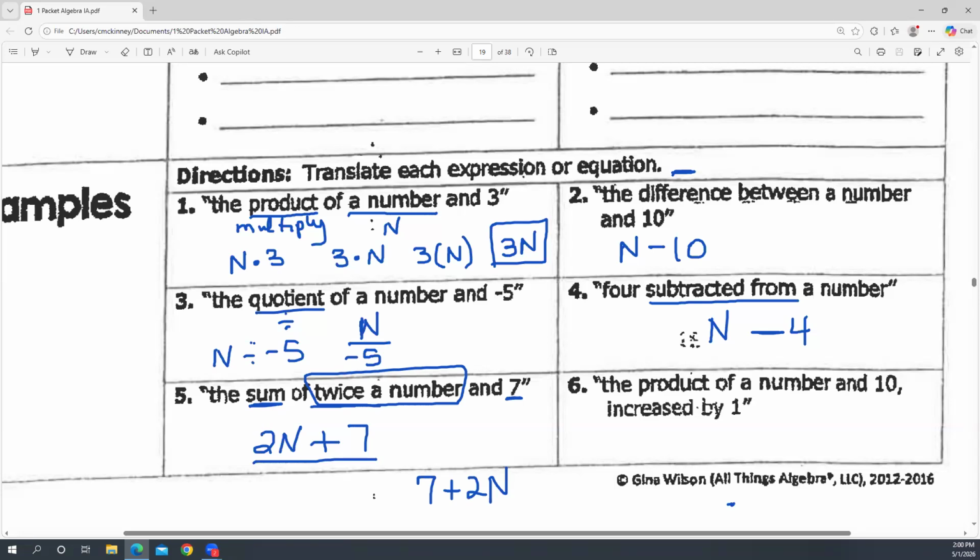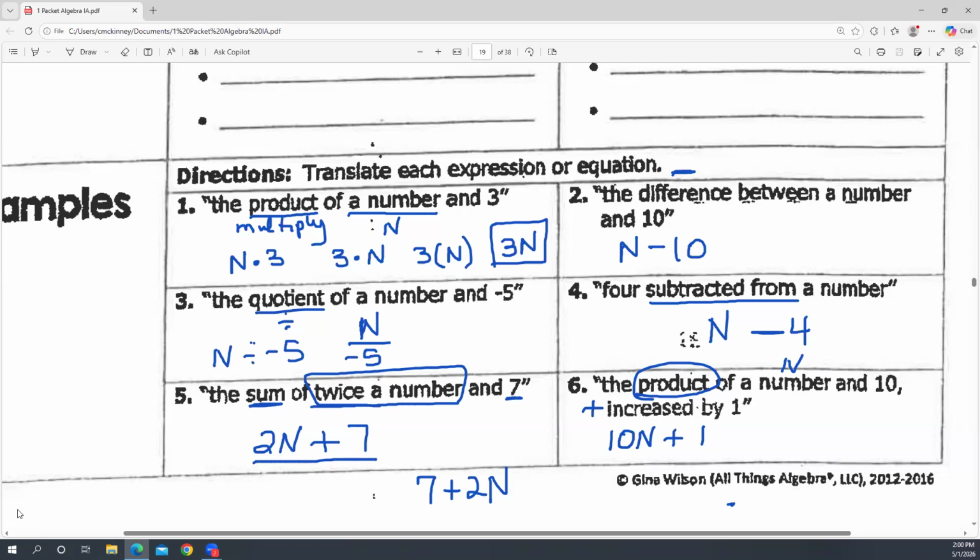The product, which operation? Multiplication, right? The product of a number and 10. So we said when we have a variable and a number and we want to multiply them, just write them next to each other. It becomes the coefficient. And then increased, plus 1, increased by 1. Someone could write the 1 plus 10n. That's okay too, but I think writing it in the order you see it, unless it's a turnaround phrase, is usually the safest way.